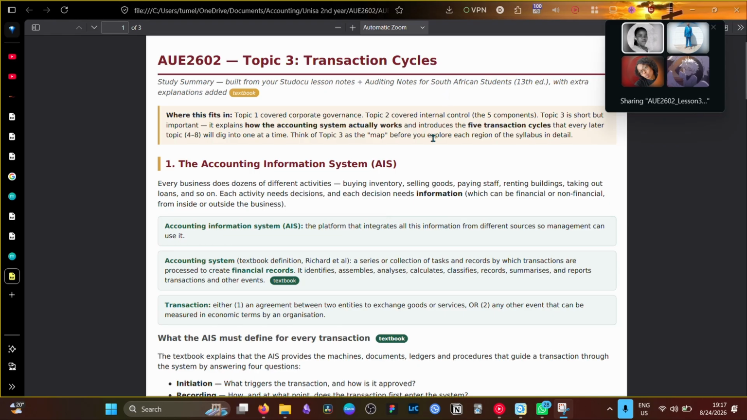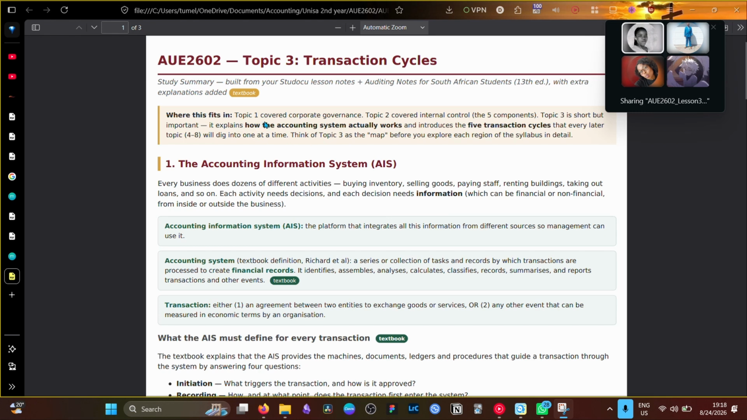Anyway, this afternoon we are going to be looking at topic 3, which is very short because it's an introduction to the other cycles that we're going to be looking at in lesson 4, lesson 5, lesson 6, 7, 8. So let us start. Topic 3 is about transaction cycles.